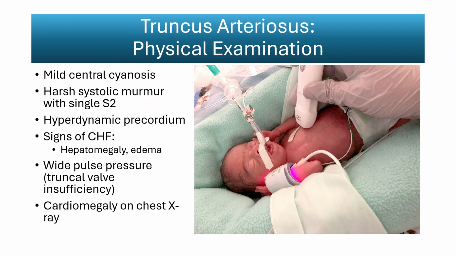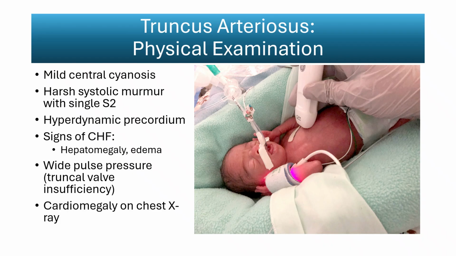Physical findings in Truncus arteriosus reflect both cyanosis and heart failure. Central cyanosis is usually present, but may be subtle if pulmonary blood flow is high. A harsh systolic murmur is common, produced by flow across the ventricular septal defect or outflow tract. And the second heart sound is characteristically single because there is only one semilunar valve. The precordium is hyperdynamic, reflecting volume and pressure overload of both ventricles. Signs of congestive heart failure, such as hepatomegaly and peripheral edema, develop as pulmonary overcirculation increases.